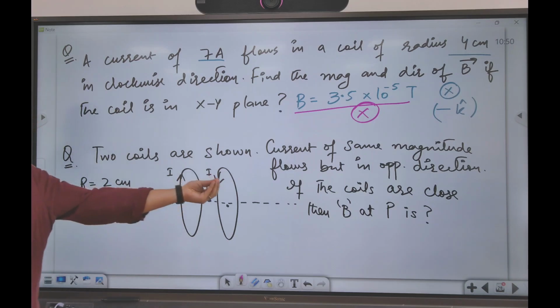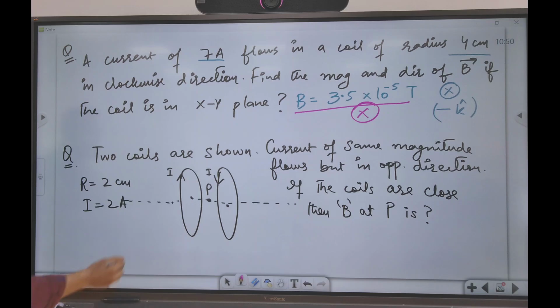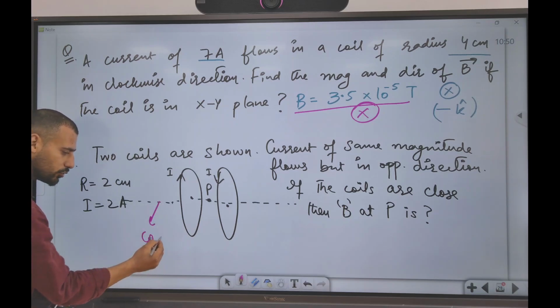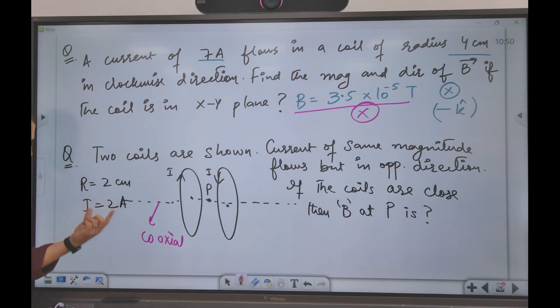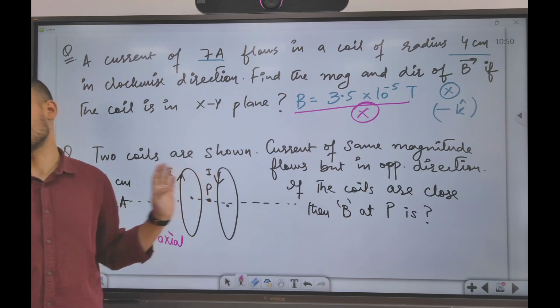You have two loops. They are coaxial. Very important, this is the common axis. So they are coaxial. Both have the same radius. Both have the same value of current. But the current has an opposite direction.